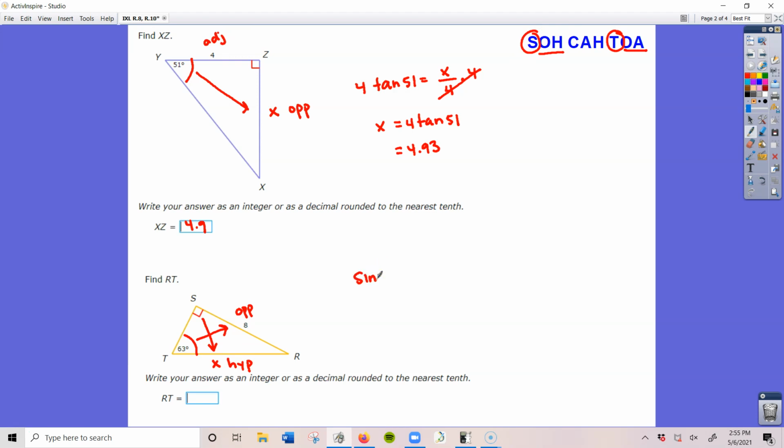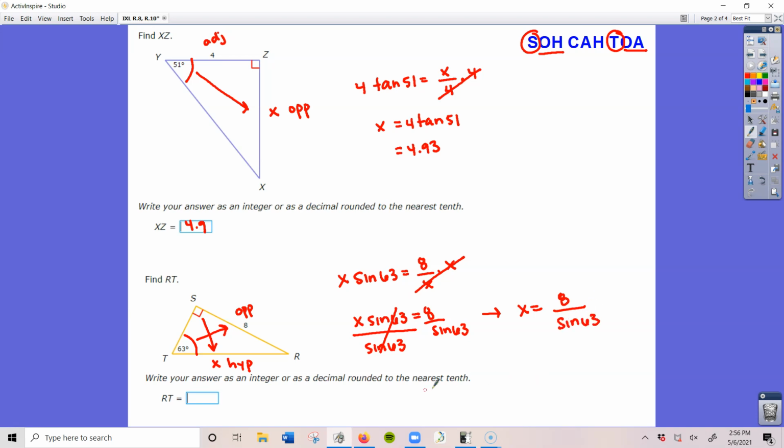So the sine of 63 is equal to the opposite, which is 8, over the hypotenuse, which is x. So now to solve, whatever is in the denominator, that's what I multiply to the other side. We get x sine of 63 is equal to 8. But remember, we want to get that x alone, so we're going to divide by the sine of 63. So x is going to equal 8 over the sine of 63.